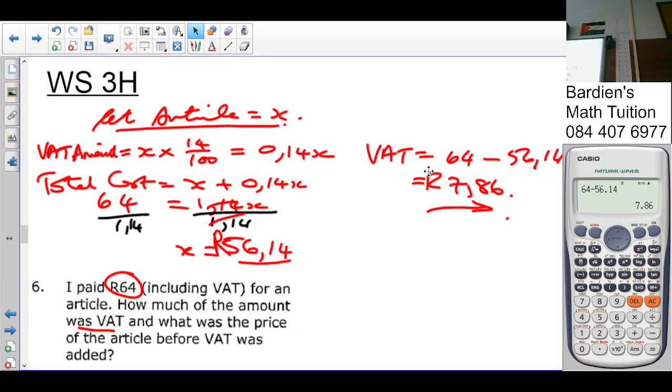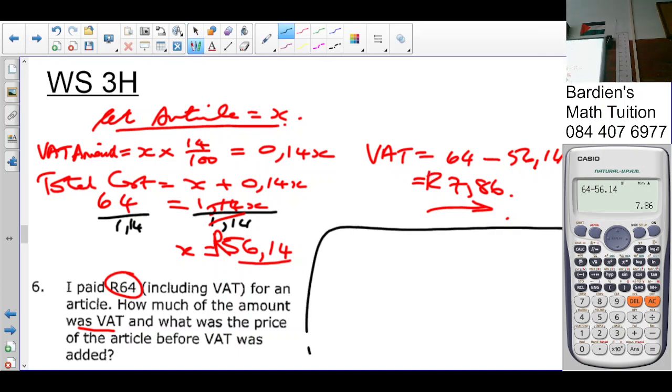You see, the original price of the item is unknown. Now say for argument's sake, let's just use 100 rand. We're going to use 100 rand and calculate the VAT on this. The original price is 100 rand, so let's calculate the selling price. First the VAT: it's going to be 100 times 14 over 100, which is 14 rand.